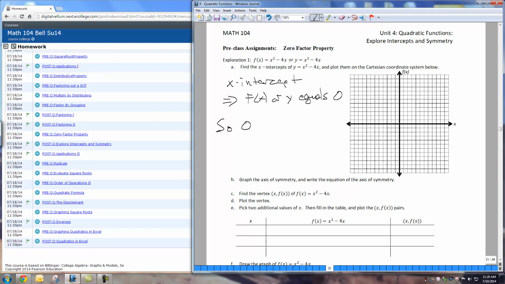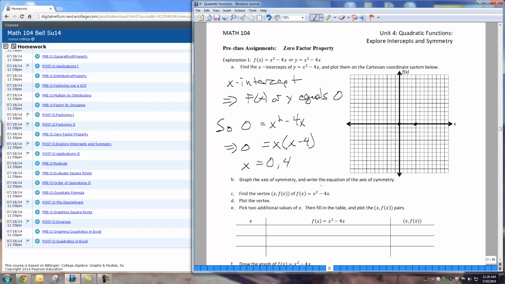So 0 equals x squared minus 4x. What I can do is I can factor out an x. That implies that 0 equals x times x minus 4. So my two values that make this 0 is either x equals 0 or x minus 4 equals 0. So that means x equals 0, 4 is my solution. So if I plug in 0, I get back 0. If I plug in 4, I get back 0. So my x-intercepts are at 0, 0, and 4, 0. So I know that's my x-intercepts.